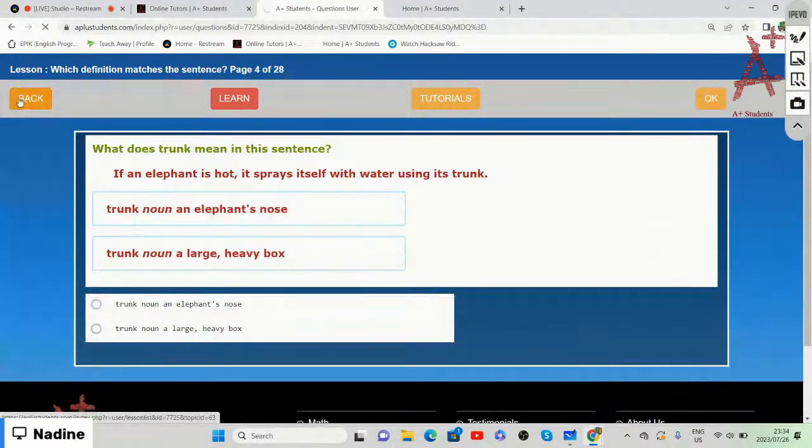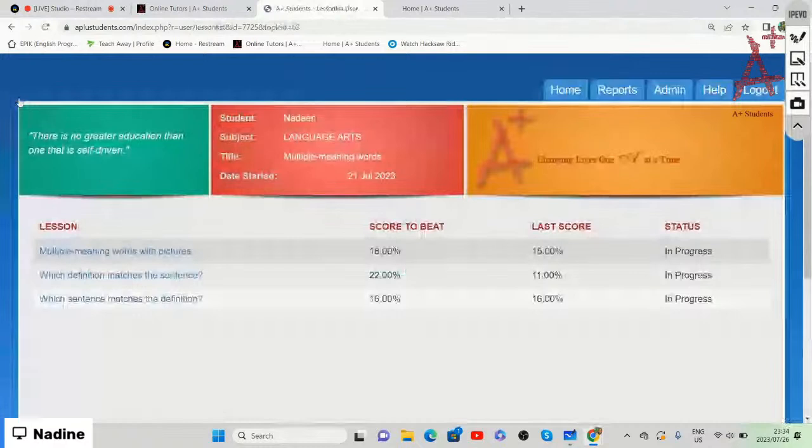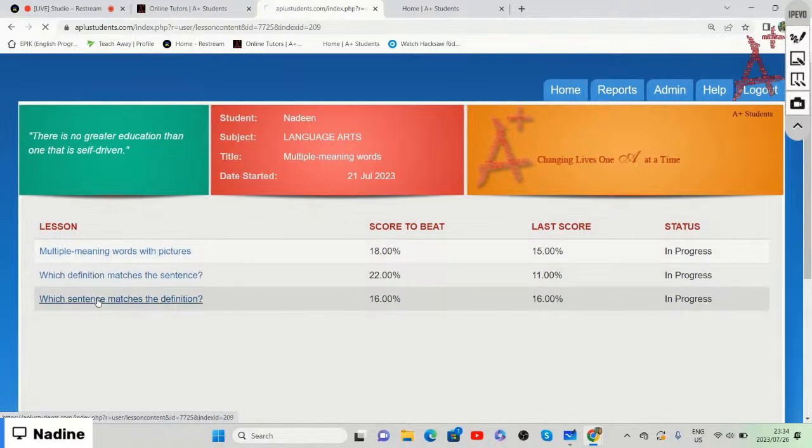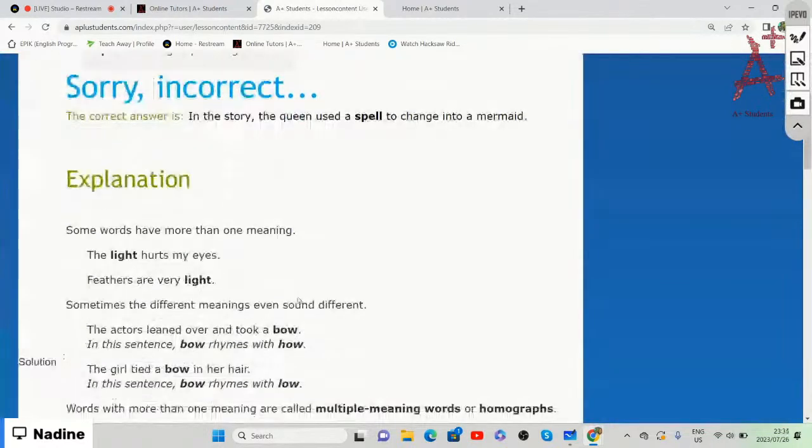All right. So far we have matched the meanings with the different pictures as well as stated which definition matches the correct sentences. So now we are going on to which sentences match the definition, right? So this is basically a mixed type of thing, right? We first had to identify the definition that matches the sentence, and now we're going to match a sentence that matches the definition, right?